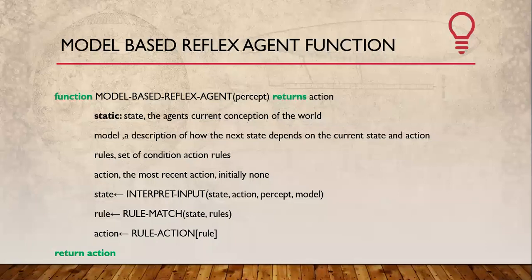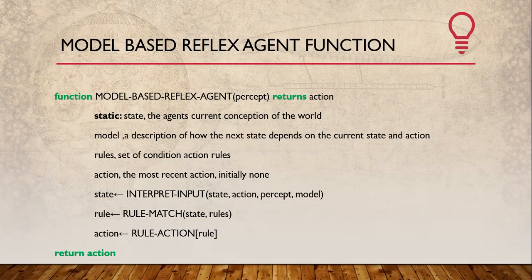So these were the things which will be already stored in the agent: the state, the model and the rules. Now the state will keep on modifying. Why will it keep on modifying? Because as and when new percepts are received, using the model and the previous actions it has already taken, considering all these parameters, the state will change.